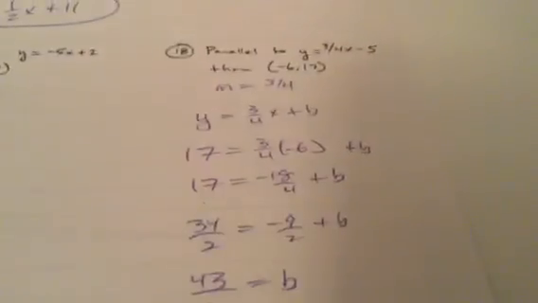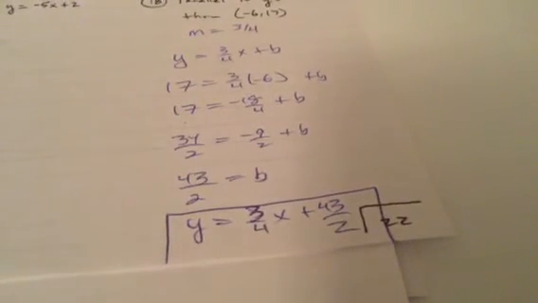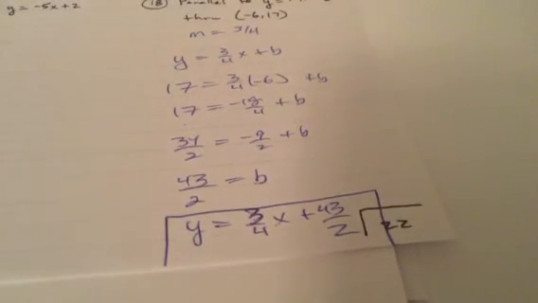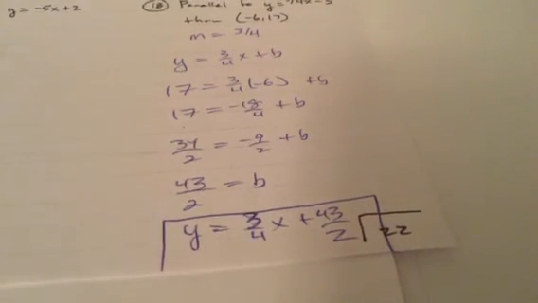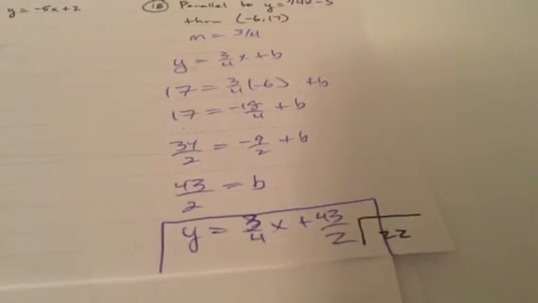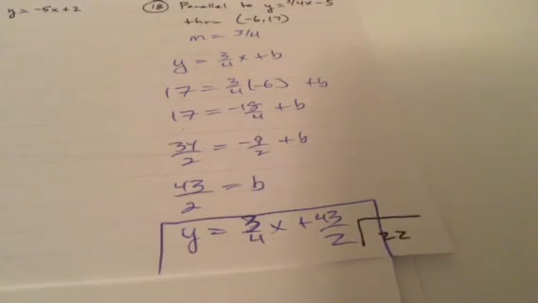And then the last question on the game plan. Your slope is going to be 3/4. Plug -6 in for x, 17 in for y. -18 over 4 is -9 over 2. So that's why I'm calling 17 34 over 2. And there's your answer.